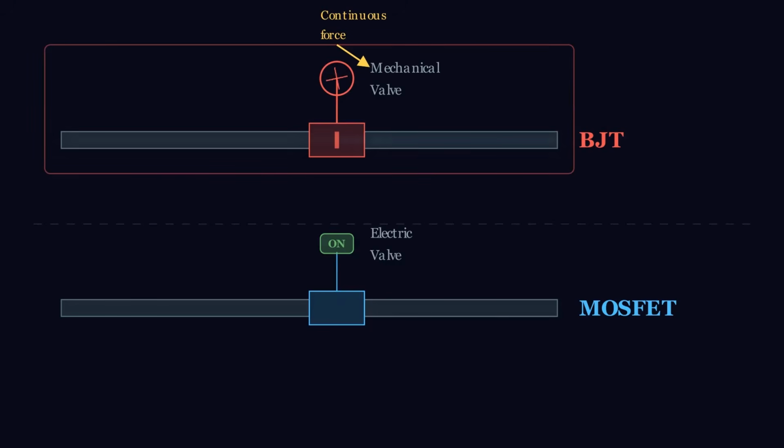Imagine two water pipes. On the first one, there is a classic faucet. To open it, you must turn the wheel, and that requires continuous force. If you let go, the faucet closes. That is similar to a BJT. You must continuously push current into the base to keep it open.